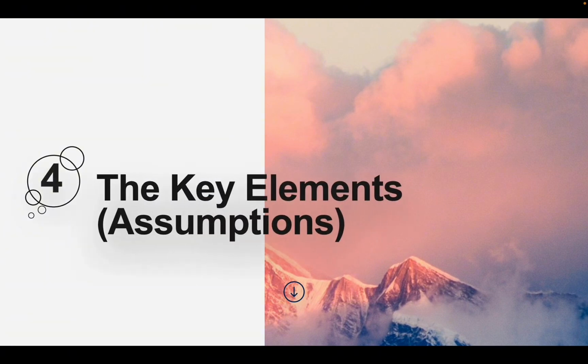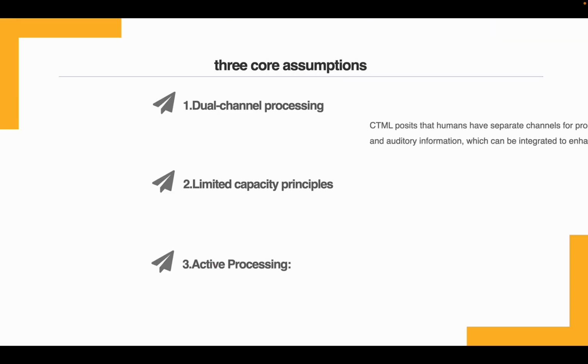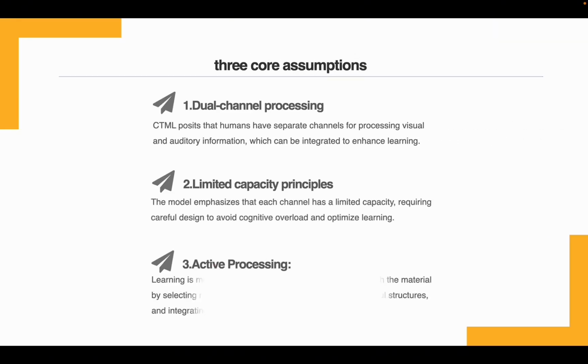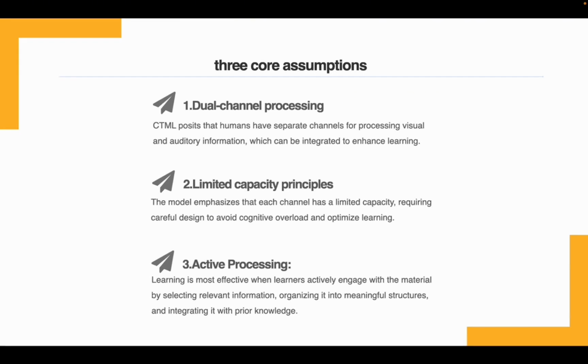So let's look at the fourth part, the key elements, assumptions. There are 3 core assumptions in CTML model. First, dual channel processing. Second, limited capacity principles. Third, active processing.